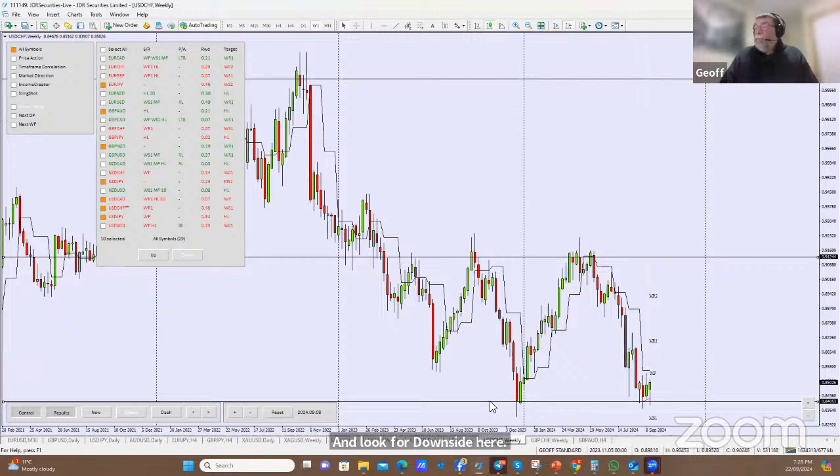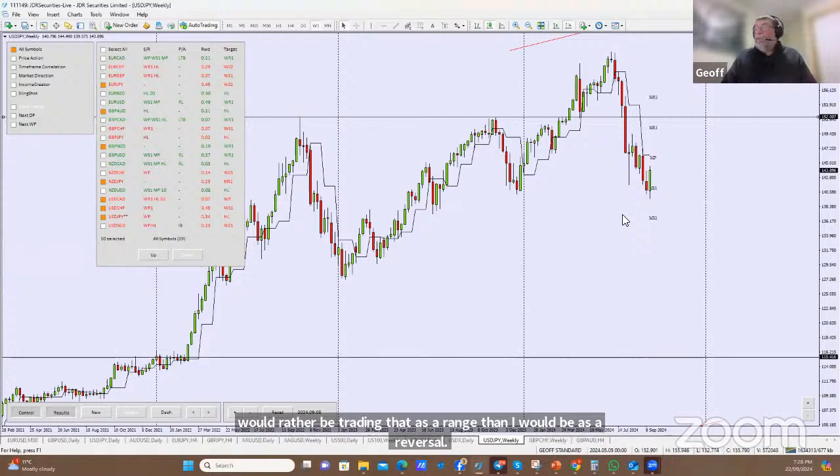Dollar versus the Swissy, at support, no question. There is a range in here on the smaller time frame. I think I'd be rather trading the range. As I said, dollar is likely to range. I would rather be trading that as a range than as a reversal. Dollar versus the Swissy, that is, dollar versus the yen, the last one of them.